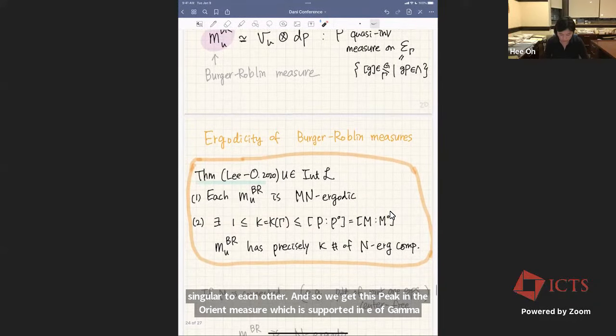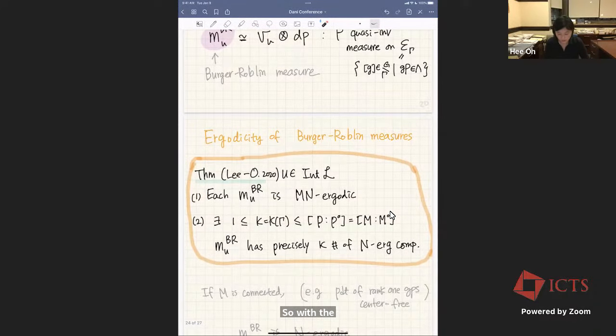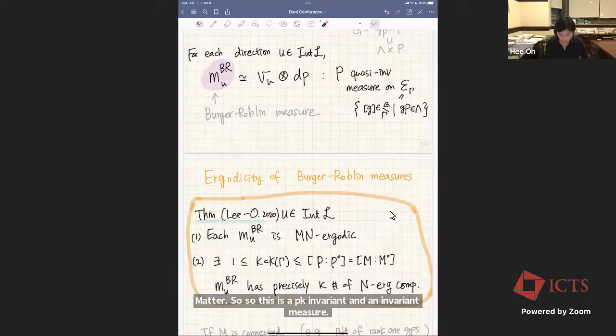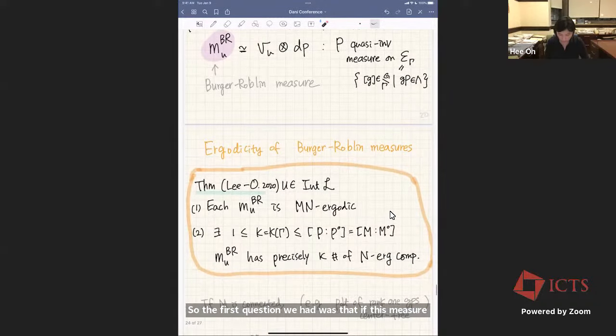With Minju, we also proved the ergodicity of this Burger-Roblin measure. This is a P quasi-invariant and N-invariant measure. The first question we had was whether this measure was ergodic, and we proved that for every U in the interior of L, each of these Burger-Roblin measures is ergodic for the action of M times N. Remember, M is the compact group which centralizes A. So it is ergodic if you look at M times N, the compact extension of the maximal horospherical group.